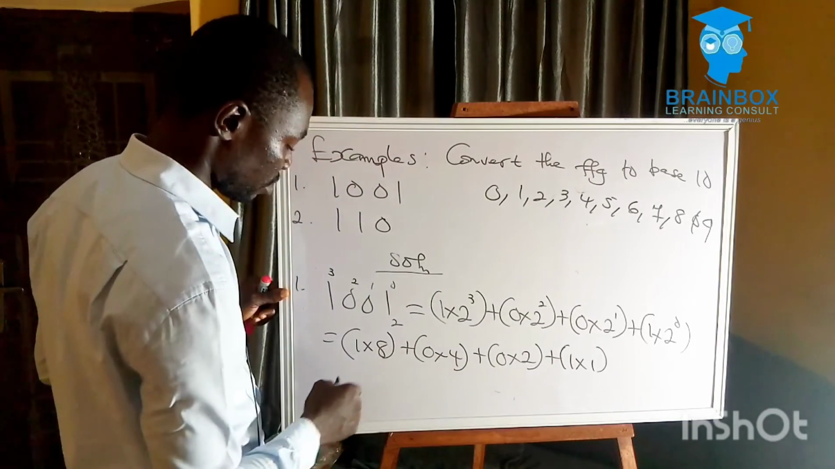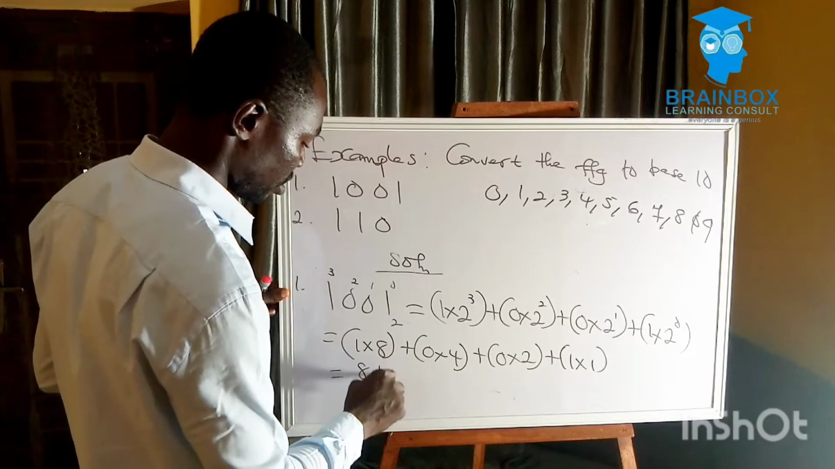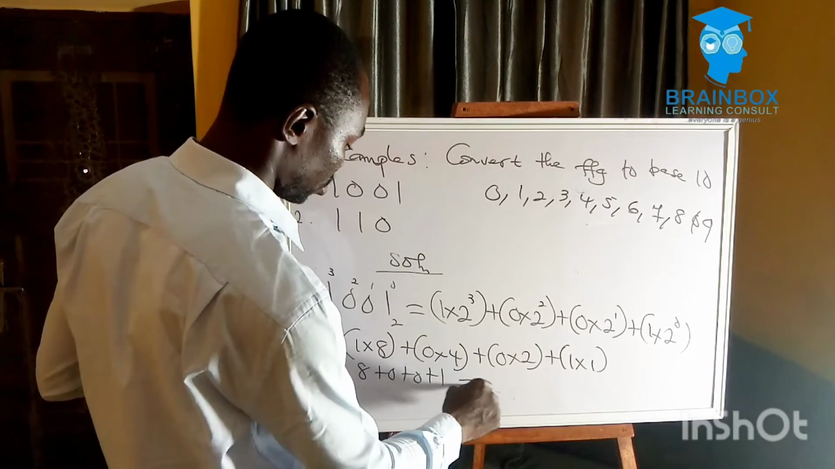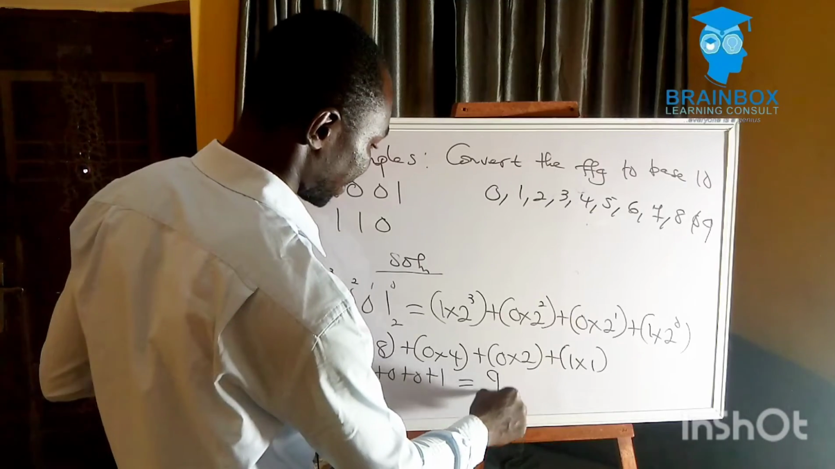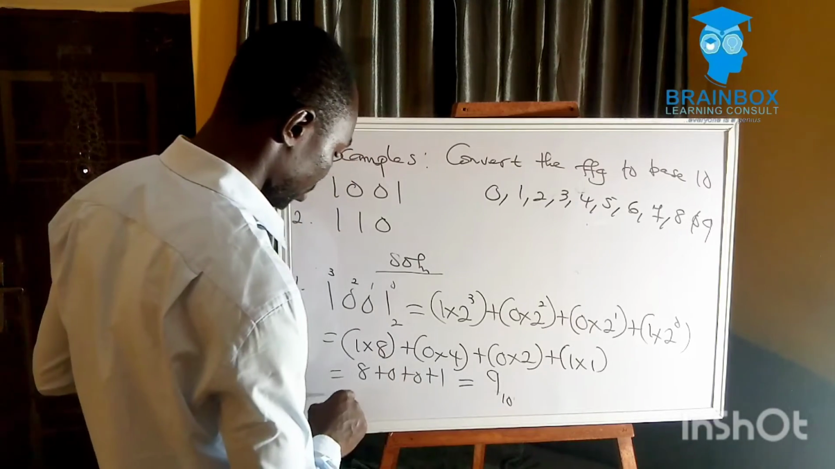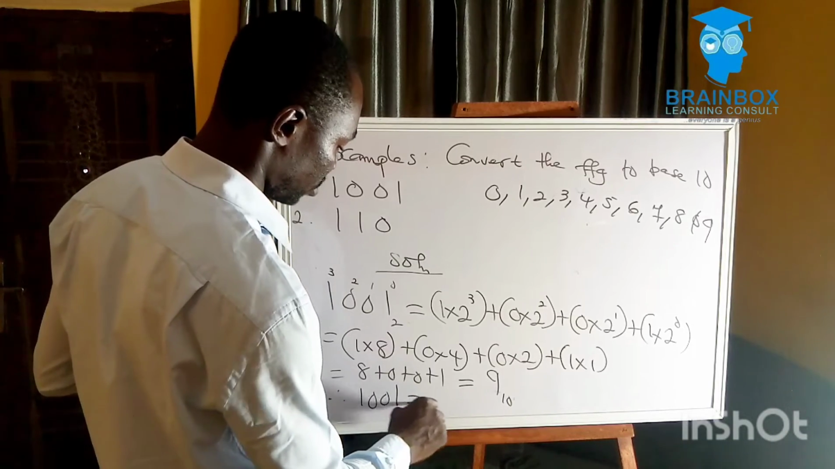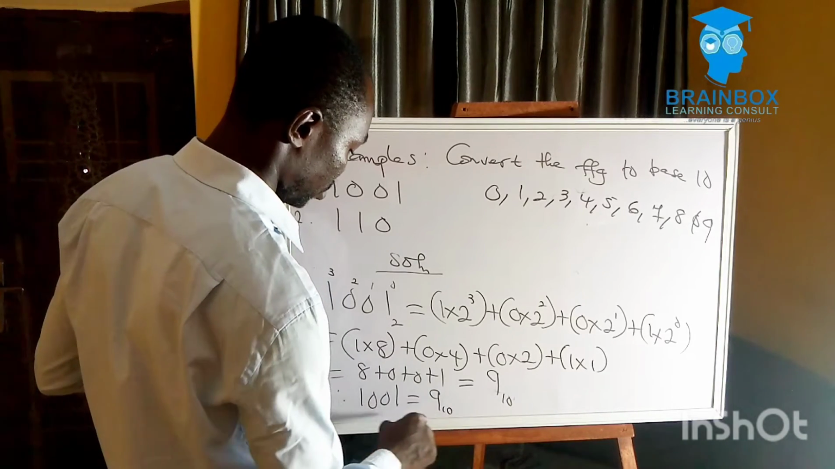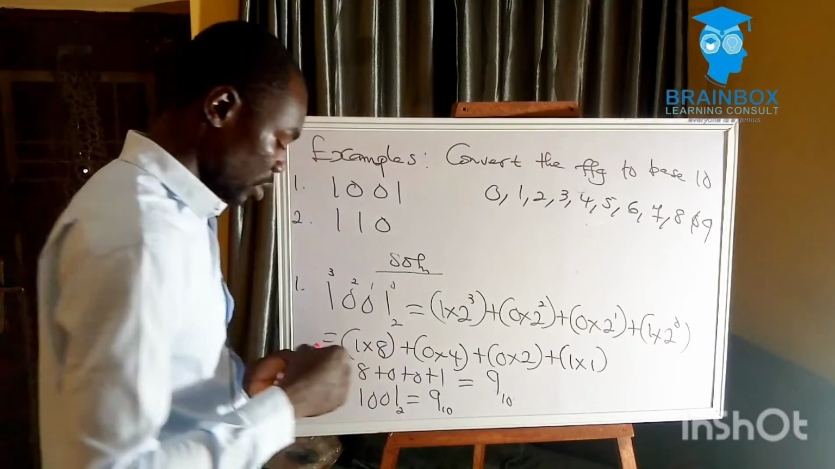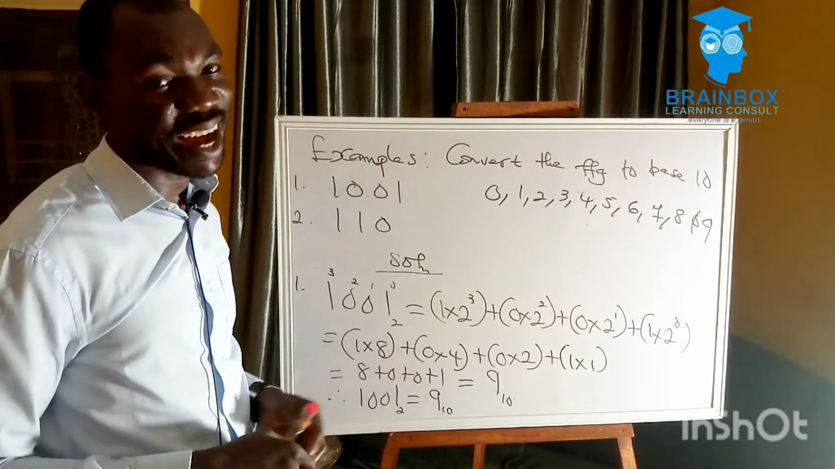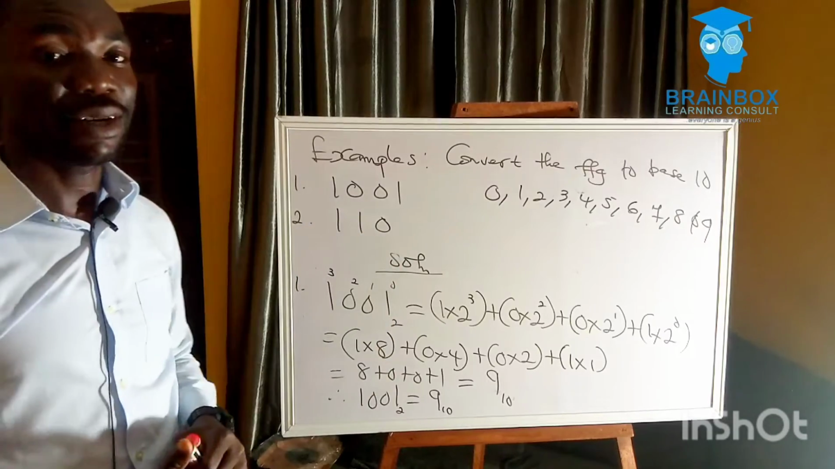So what are we going to have? That's 8 plus 0 plus 0 plus 1. So that will be giving us 9 in base 10. Therefore, you can say 1001 in base 2 is equal to 9 in base 10.